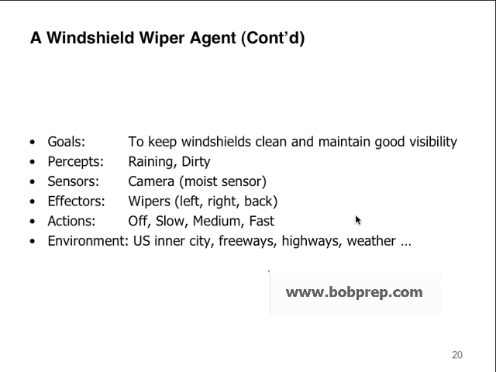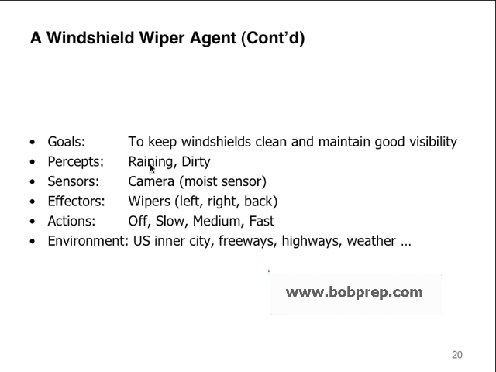So what do we have here? We have to define the goal. The goal is to keep the windshield clean and maintain good visibility. All right. The percepts. Well, what are we going to sense from our environment? Think of percepts as inputs. The inputs are going to be raining and dirty. If it's raining, if it's dirty, we're going to need to put the windshield wipers on. Because remember, you can put the windshield wipers on without it raining, and the little water splashes up and cleans the windows.